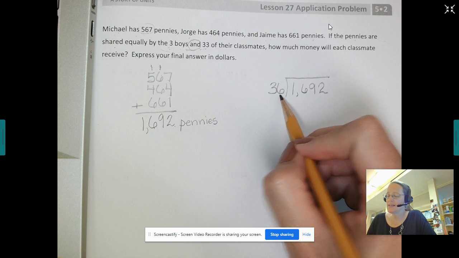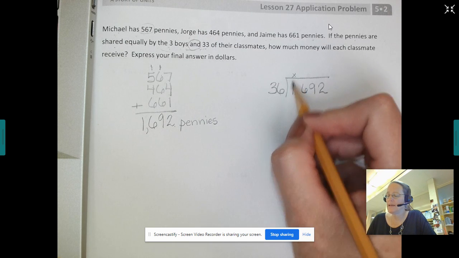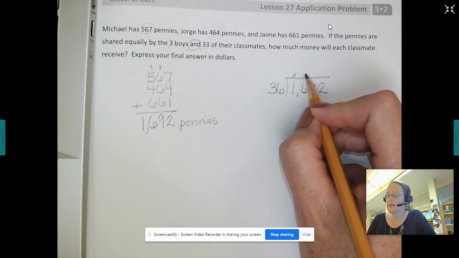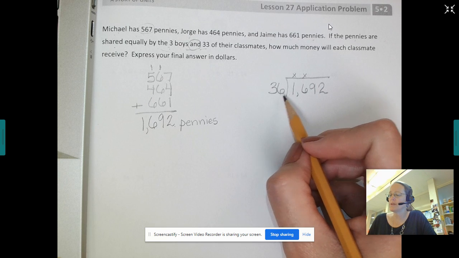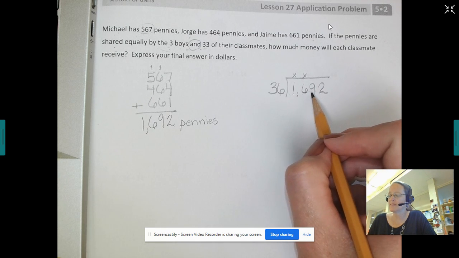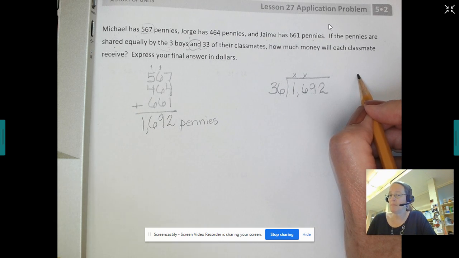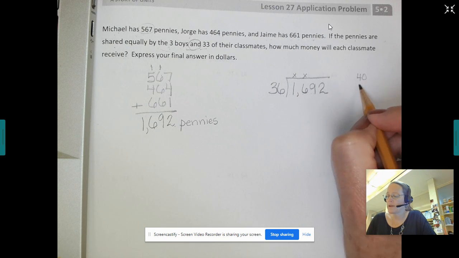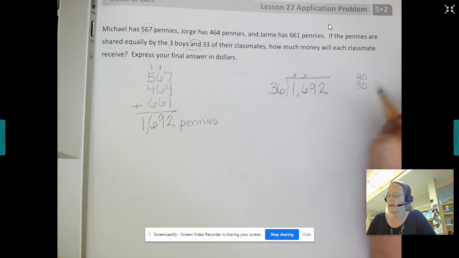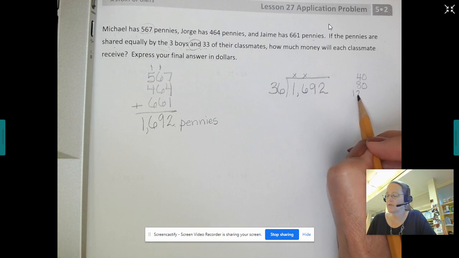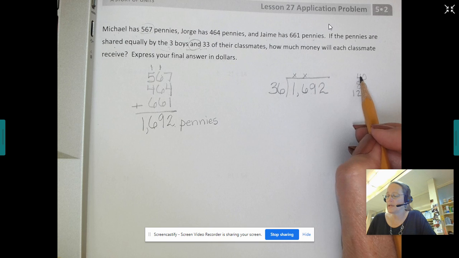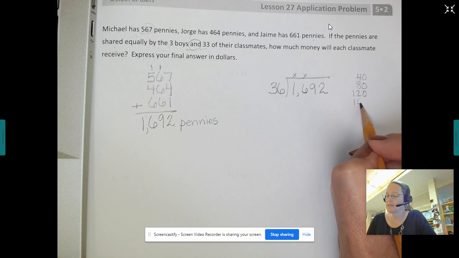So 36 won't go into 1. It won't go into 16. But how many times does 36 go into 169? I can come over to my sidewalk and I can skip count maybe by 40s. 40 times 2 is 80. 40 times 3 is 120. 40 times 4 is 160.